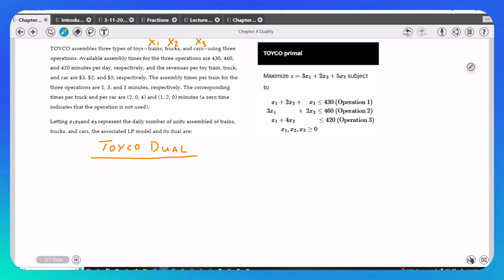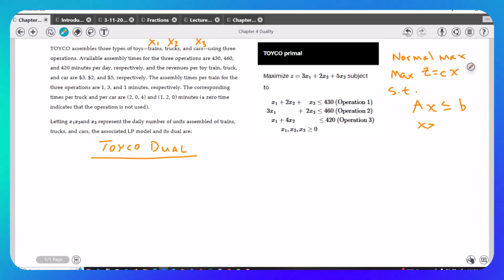So the first thing we need to remember is how a normal max is written. We maximize our objective function, subject to our constraints, and of course our x's are greater than 0. The key here is to see that the setup is these should be less than. So that's the first thing that you want to check.